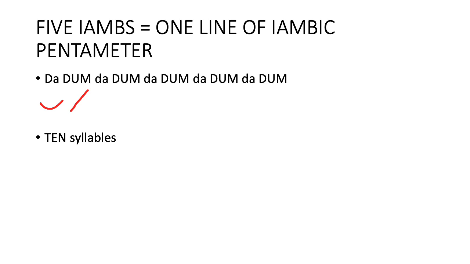Therefore, if an iamb is a da-dum, two beats, then in one line of iambic pentameter, we know that there are 5 iambs. We know that in an iamb there are 2 syllables. Therefore, each line needs 10 syllables. It's not that far away from normal speech. 10 syllables.